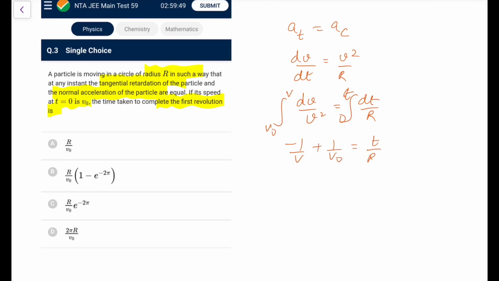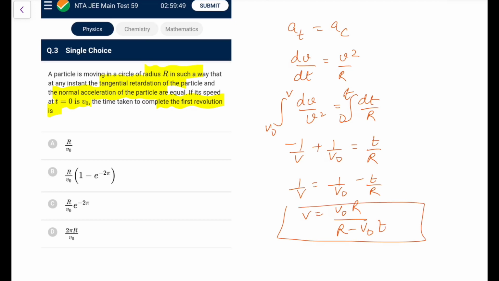Okay, so what we get, the value of v, we get 1 by v is 1 by v naught minus t by r. So v becomes v naught r upon r minus v naught t. Okay, so this is the velocity as a function of time t. Now this is not velocity, this is basically speed, I can say.